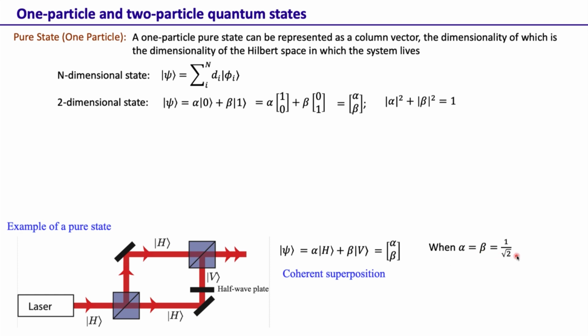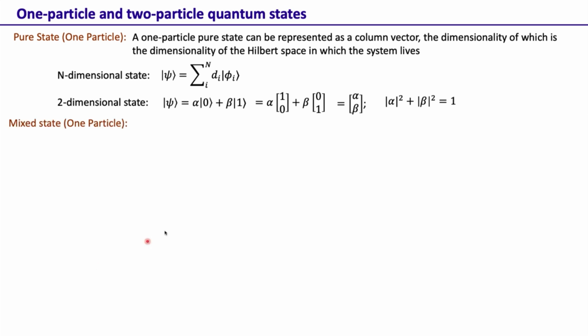Of course, when alpha and beta are equal to 1 over root 2, we have psi equal to 1 over root 2 (H plus V), and that's 45-degree polarized light. So that's an example of a two-dimensional one particle pure state. Okay, now let's look at what a one particle mixed state is.